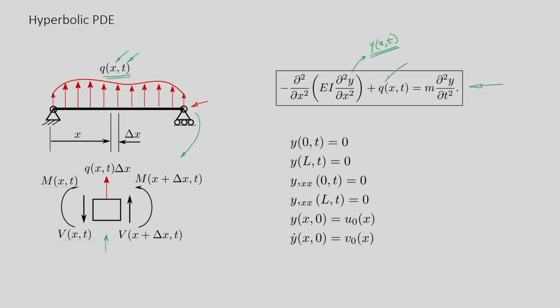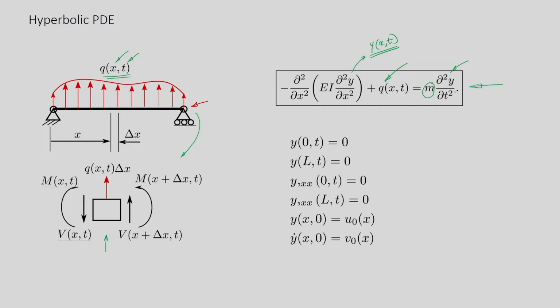Now the second term q, as I have already said, is the transverse force at a given point in the beam, which is varying with time as well, and the last term is the acceleration term, where m is the mass per unit length of the beam. The del 2 y by del t square denotes the acceleration, because this is a second order time derivative. As you can see, we have fourth order spatial derivatives here, and a second order derivative of y in time. So this is the governing differential equation that we are interested to solve.